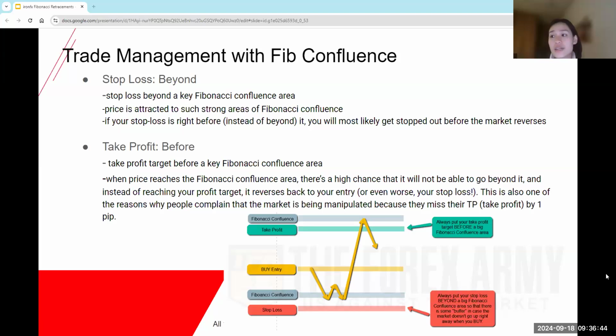Okay, so if you look at the example that I've attached here, here we're going in for a buy entry. So that's where my take profit is above, my stop loss is below. In this case, my take profit will be placed before my Fibonacci confluence, and my stop loss will be placed beyond that confluence, so that I don't get stopped out when price does this reversal.